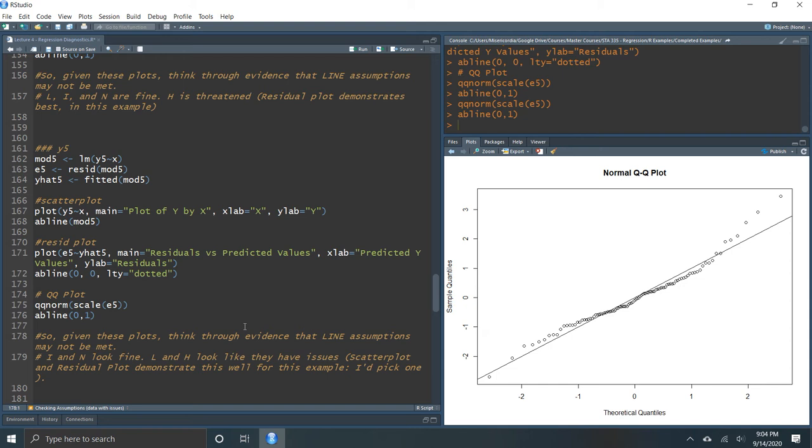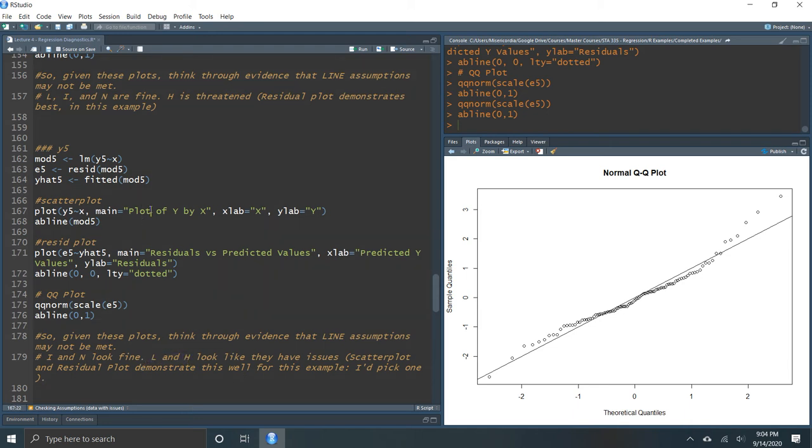All right, so given these plots, looking at the line assumptions: independence, randomly generated data, we're fine. Normality looks good to me. I think normality looks good here. Linearity, though, definitely not linearity, and homogeneity of variance definitely look like they have issues. So I would call out linearity and homogeneity of variance.